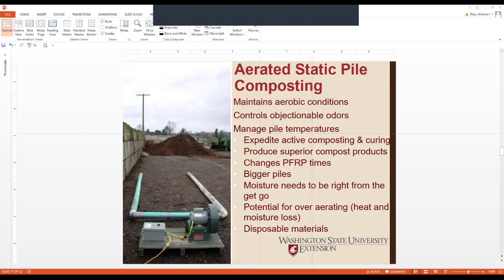You also have some disposable materials. These pipes don't last forever. You might get 1 year out of them. You may get 2 years out of them. It just depends on how much you compost and the type of pipe you buy.